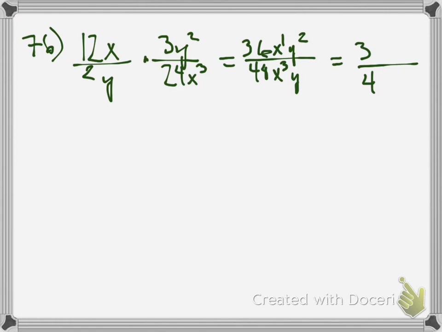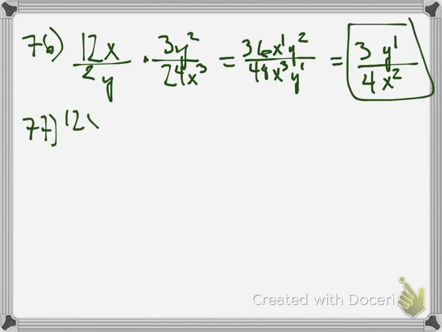1 minus 3 is negative 2, so that means the x has to go down to the bottom to become x squared. And then y squared minus y, or 2 minus 1 gives me 1, but it would be on top because it stayed positive. Remember, when we divide, we subtract exponents, top minus bottom. If the answer is negative, leave it on the bottom, and then make it positive.